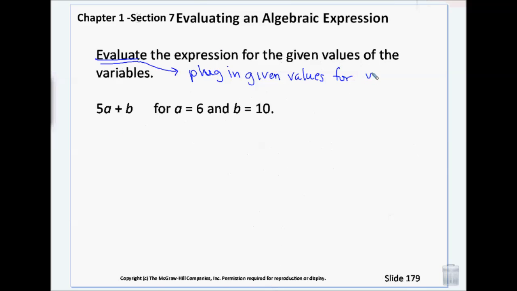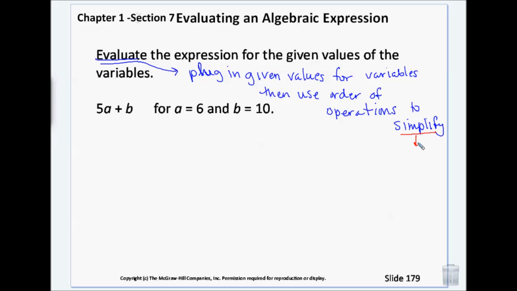So you're going to plug in given values for the variables and then use your order of operations. When you see that word evaluate, that's what that means. In algebra, you'll see evaluate, simplify, and solve. Evaluate, you're going to plug in the values for the variables, and then you're going to use your order of operations to simplify.